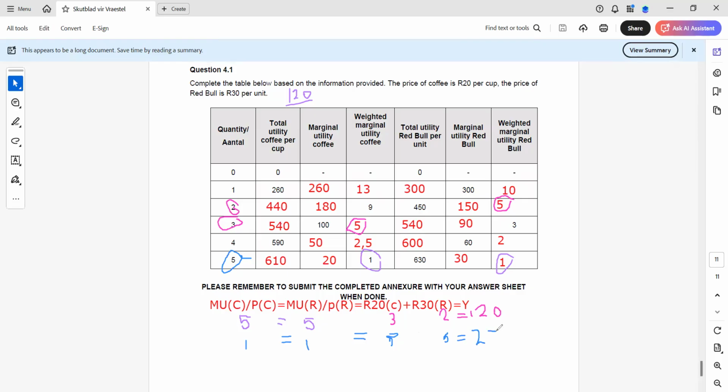So the second condition is not met, even though the first one is met. So the consumer will not be at equilibrium here, and will not maximize his utility. The combination that this person should purchase is 3 coffees and 2 Red Bulls. I hope this guide is going to help you.